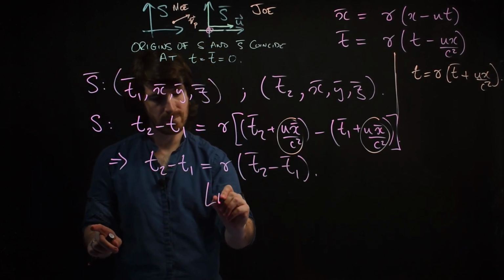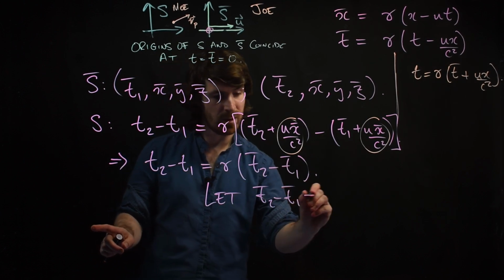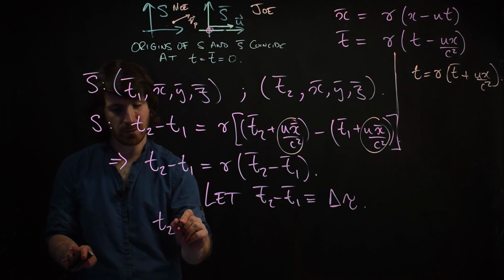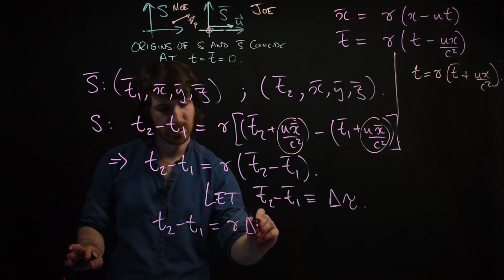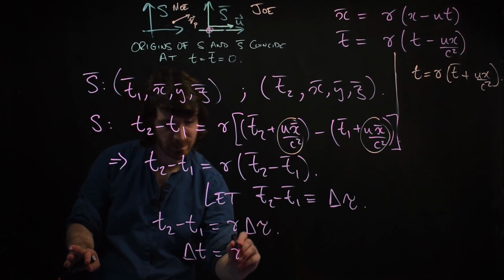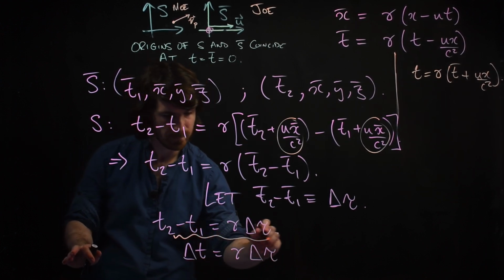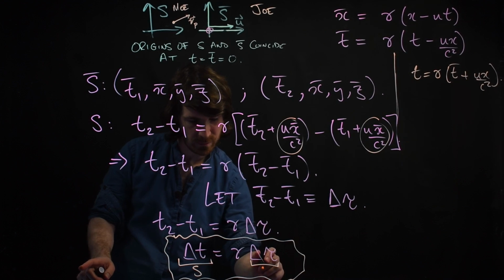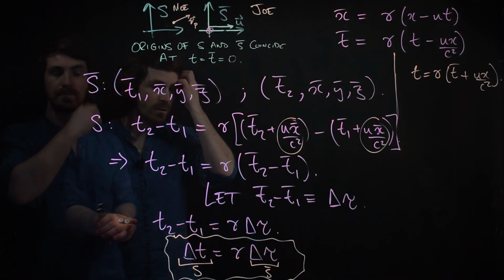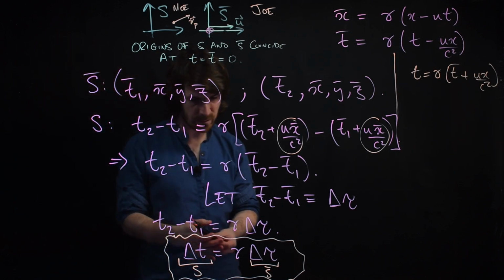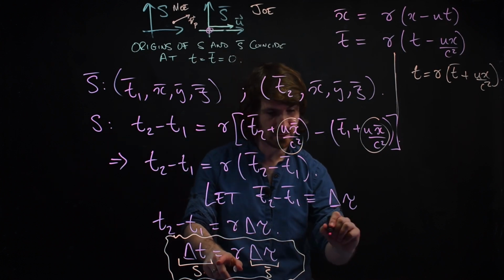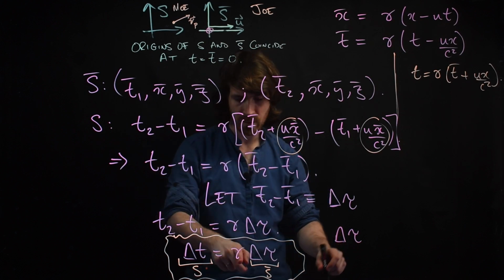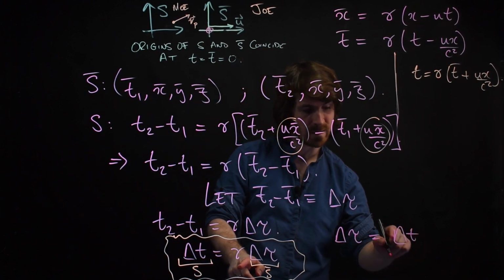Okay, and let's let T2 bar minus T1 bar equal delta tau. Then we find that according to Mo, T2 minus T1 is gamma delta tau, or delta t is gamma delta tau. Okay. And this is the time interval seen by Mo in S, and this is the time interval in S bar, according to Joe. So this is a profound result, and let's just rearrange it to see it more clearly. So we have that delta tau, which is the time interval according to Joe, equals delta t, the time interval according to Mo, over gamma.